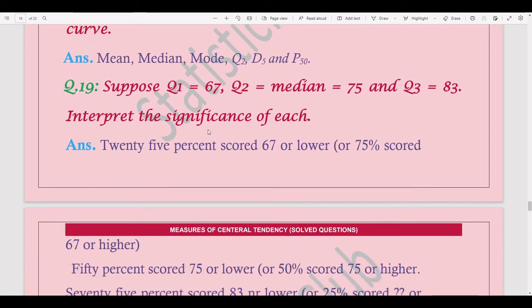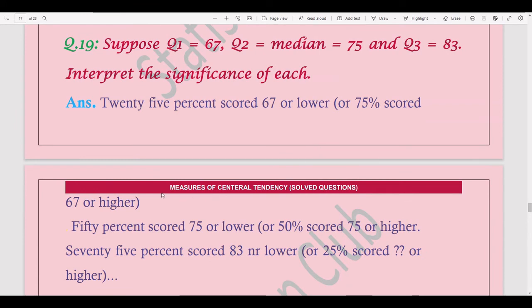Question number 19. Q1 is 67, Q2 is equal to median is equal to 75. We can say Q2 is the median because it is the middle of the values of the data from 26 to 50. Q3 is equal to 83. Interpret the significance of each. Q1 is equal to 67: 25% of scores are 67 or lower, and 75% are above 67.